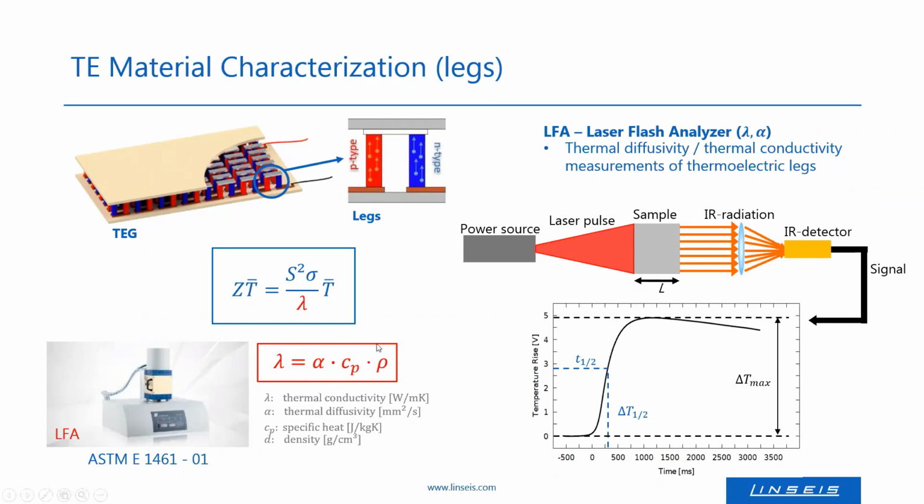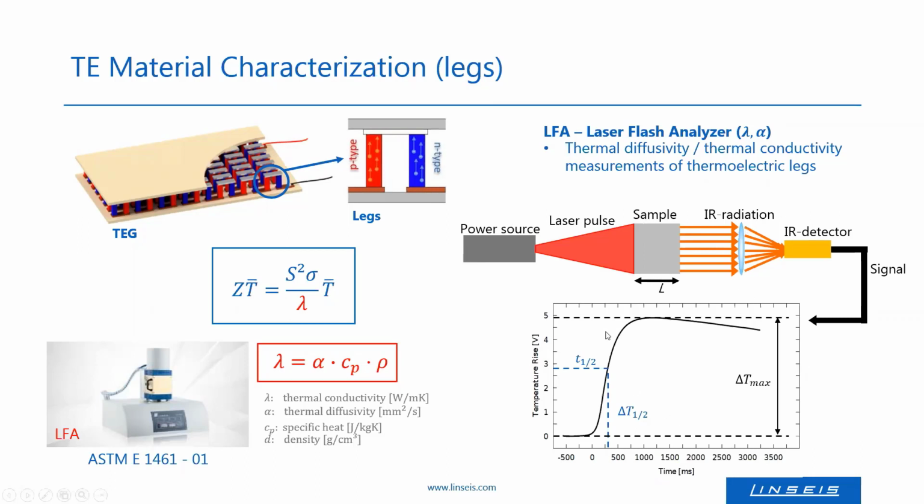So how does an LFA work? One has a sample which can be square or circular shaped, and we have a power source, either a xenon lamp or a laser. This power source then puts a light or laser pulse onto the complete surface of the sample. The sample absorbs all of the energy, and then a detector measures the temperature rise of the rear side of the sample.